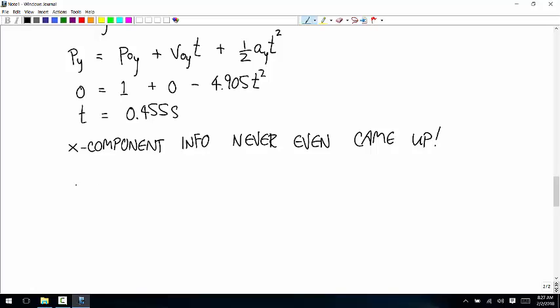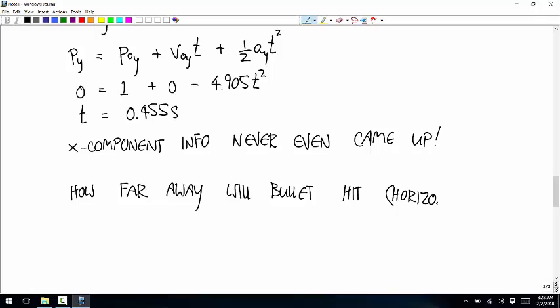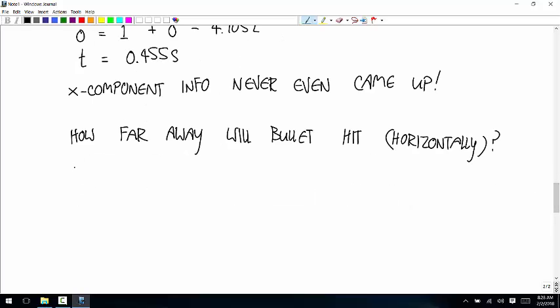Yep, that's right. So how far away will the bullet hit? And I'm talking about horizontally. So we'll plug the t from the y equation, yeah, exactly, into the x equation.